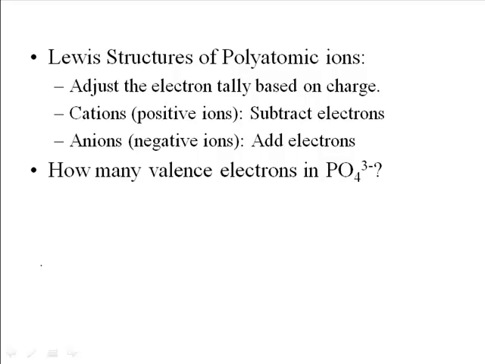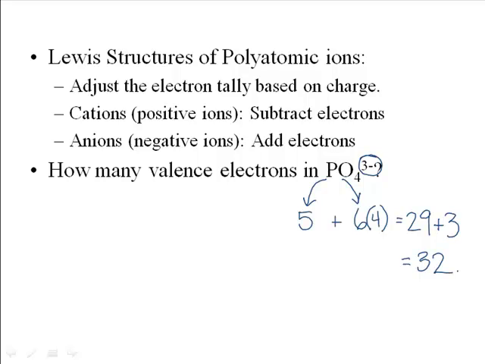I'd look at phosphorus, and I find that phosphorus is in group number 5, so it has 5 valence electrons. Oxygen is in group number 6, so it has 6 valence electrons, and there's 4 of them. So that gives me a total of 5 plus 24 is 29, but because its charge is 3-, that means I have 3 extra electrons. So I'm going to add 3 electrons to the 29, and that gives me a total of 32 valence electrons.